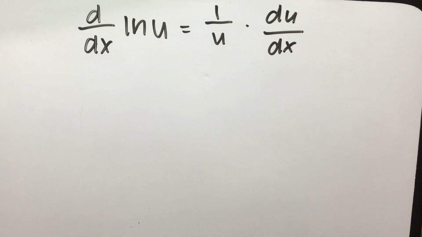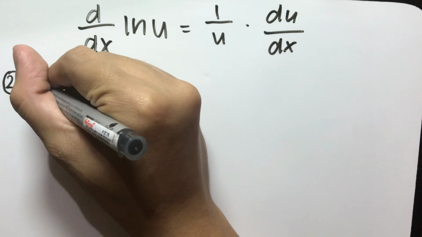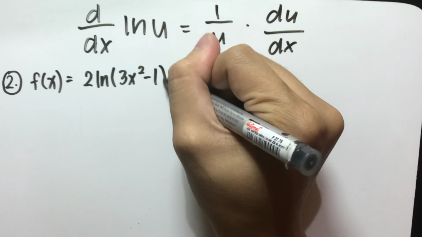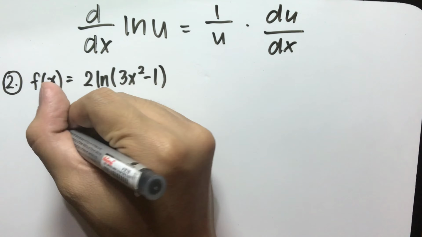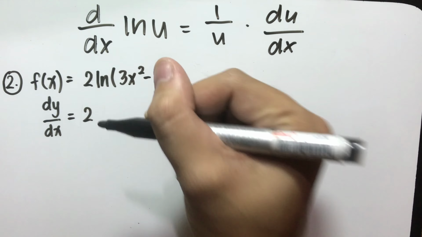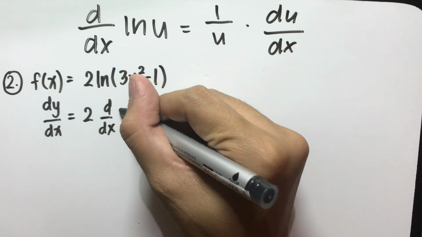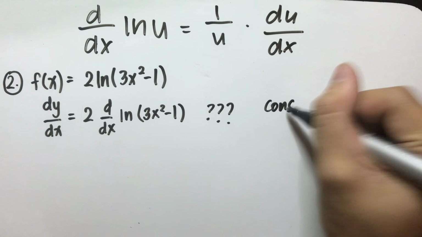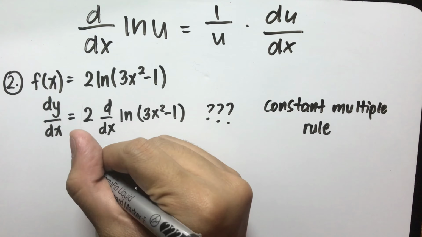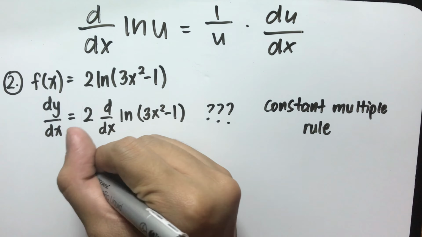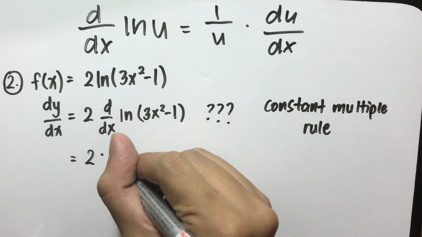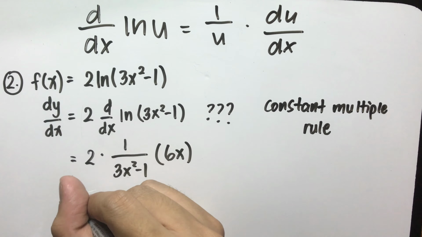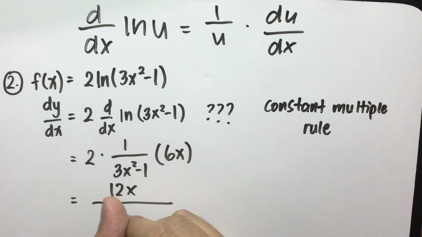So for number 2, f of x is equal to 2 ln of the quantity 3x squared minus 1. To get the derivative of this, it will be dy over dx is equal to 2 times the derivative of ln of the quantity 3x squared minus 1. How come? Because of the constant multiple rule. By applying the formula above, it will become 2 times 1 over 3x squared minus 1 times 6x. So by simplifying this, our final answer will be 12x over 3x squared minus 1.